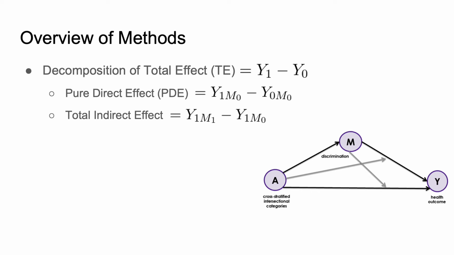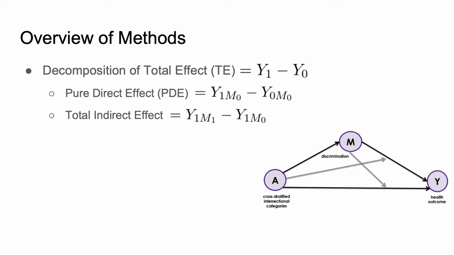So we can write Y1 and Y0 from the total effect equation as Y1M1 and Y0M0. And then, if we add the expressions for the pure direct effect and total indirect effect together, we see that the Y1M0 terms cancel out, and we get the total effect, Y1M1 minus Y0M0.